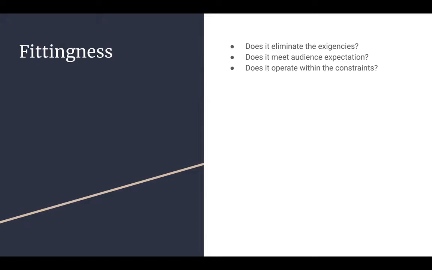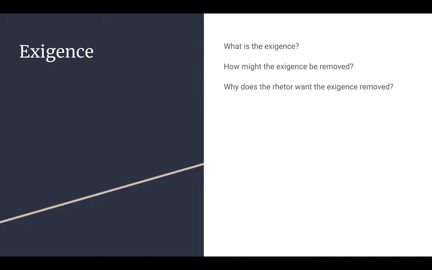So let's look at some of the smaller questions we can ask to get a better understanding of these three individual questions themselves. The first is questions of exigence. And the questions we want to ask are, what is the exigence? What is the thing that this piece of communication is trying to resolve? And then we want to ask ourselves, how might the exigence be removed? If this is something that we're trying to get rid of, then how do we actually get rid of it? What does it look like to do that?